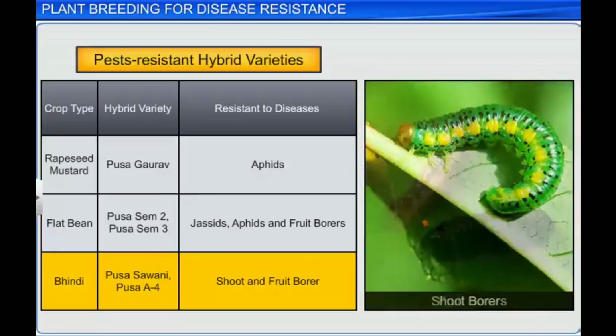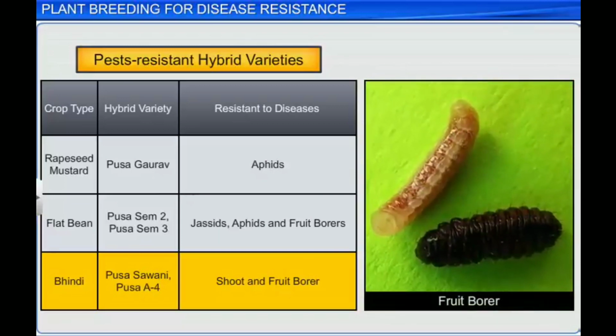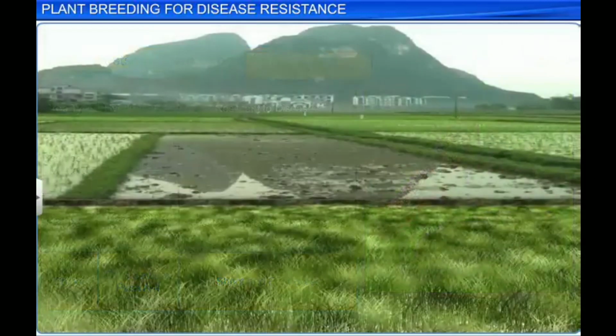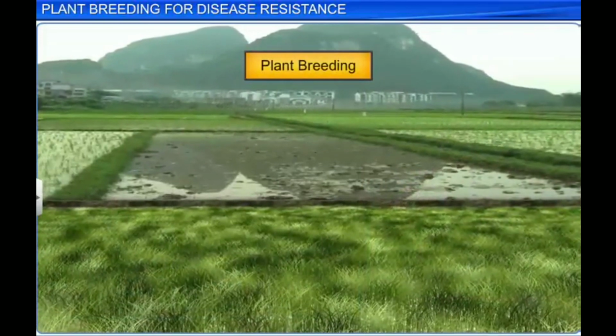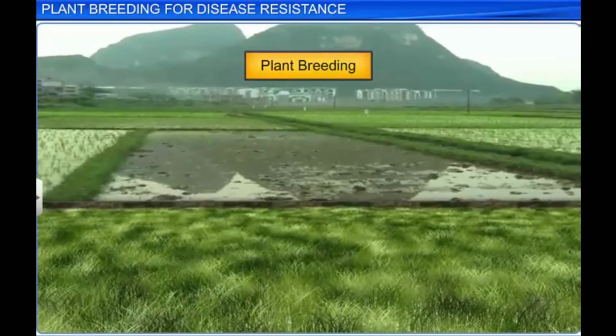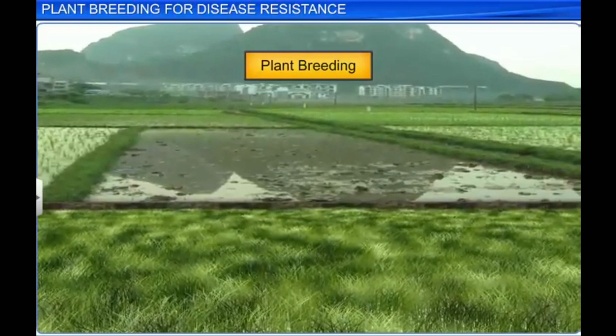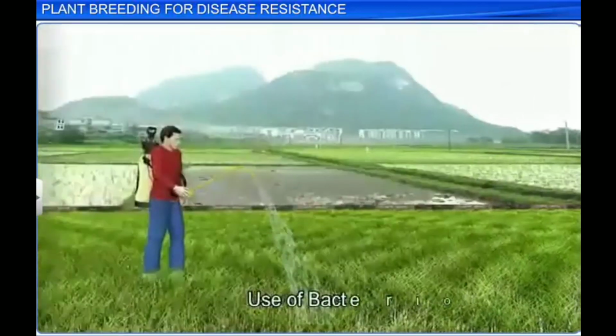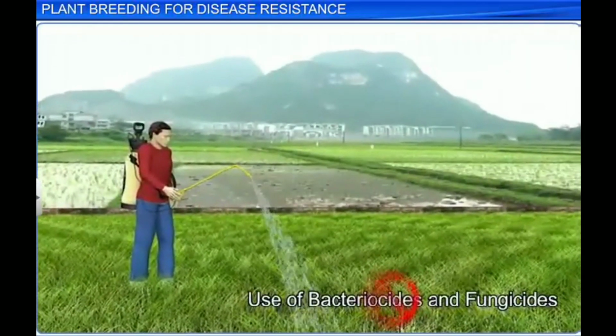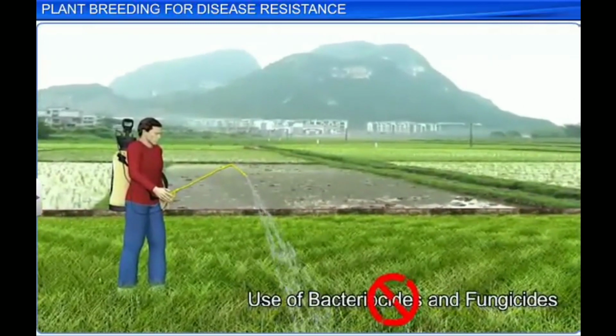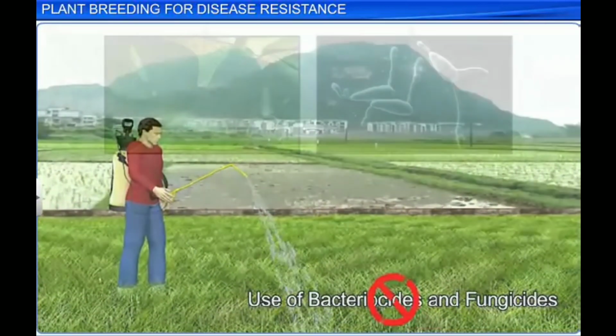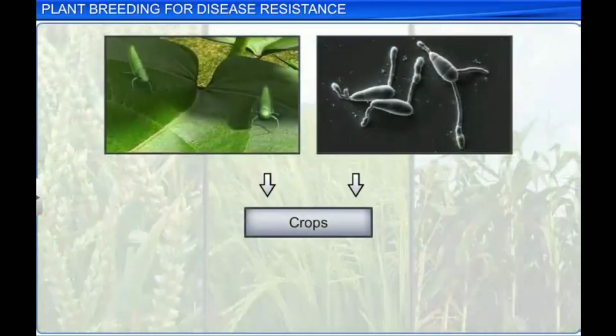In this manner, plant breeding techniques help improve crop production as well as prevent the use of bactericides and fungicides that can be harmful. They help develop crops that are resistant to pests and pathogens and can assist in boosting food production.